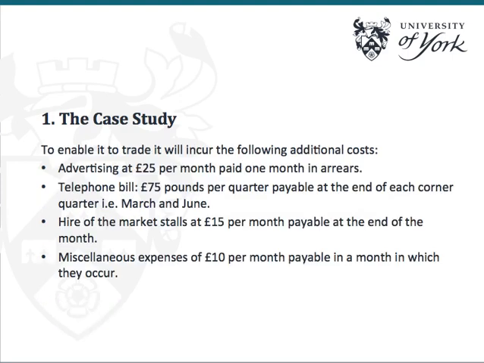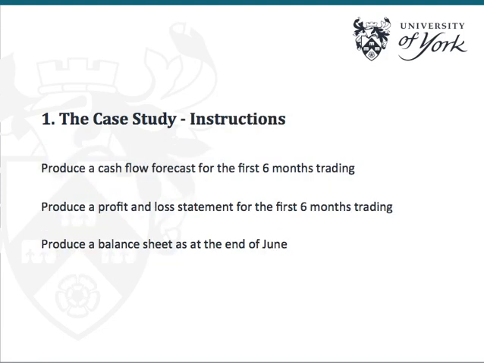So to enable it to trade, we've got a little bit of extra information about its costs. We've got advertising at £500 per month, paid 1 month in arrears. A telephone bill of £75 per quarter, payable at the end of each quarter, that's March and June. Then the hire of the market stall at £15 per month, payable at the end of the month. And then miscellaneous expenses of £10 per month, payable in the month in which they occur.